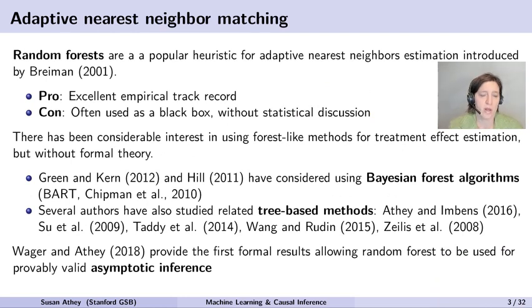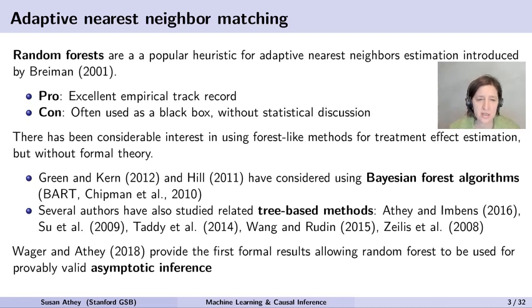Now let's talk about random forests, and we're going to interpret random forests in a way that's a little different than standard. We're going to interpret them as adaptive nearest neighbor matching. So random forests are a popular heuristic for adaptive nearest neighbor estimation. They were introduced by Breiman in 2001.